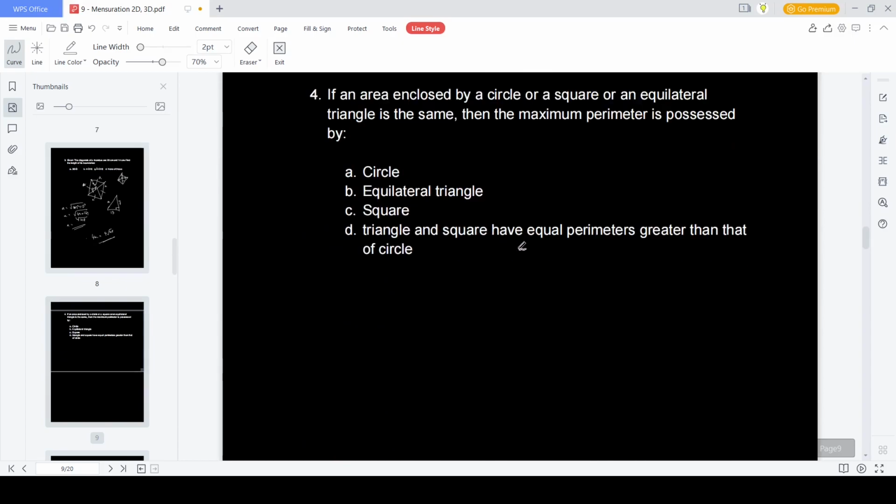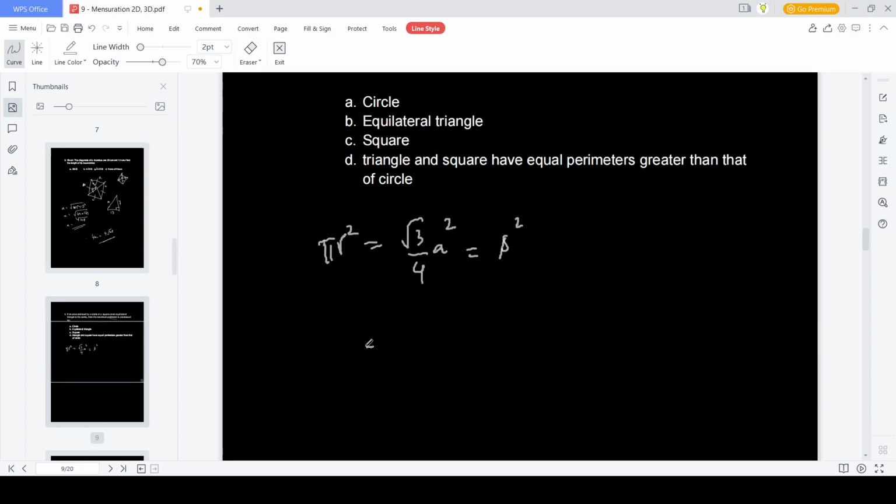Next question. If the area enclosed by a circle, a square and an equilateral triangle is the same, then the maximum perimeter is possessed by whom? So let's write the area of a circle: pi r square. So pi r square is equal to, for an equilateral triangle, see, this is one formula we need to know, root 3 by 4 into a square. And if you equate this to a square, the area of a square is nothing but side square.